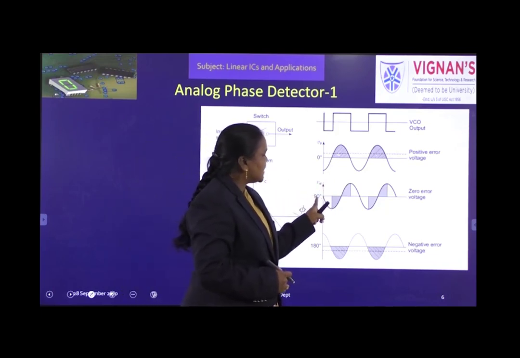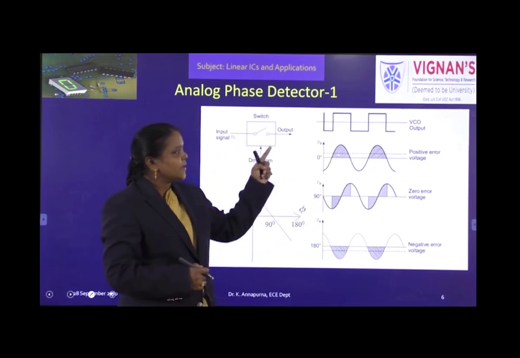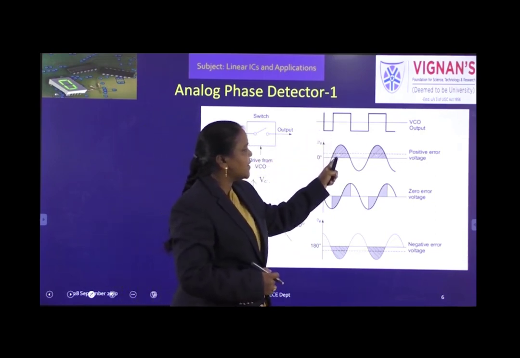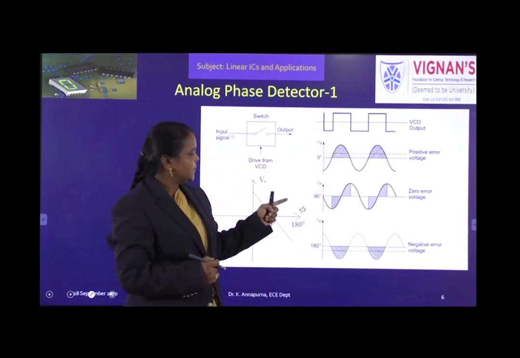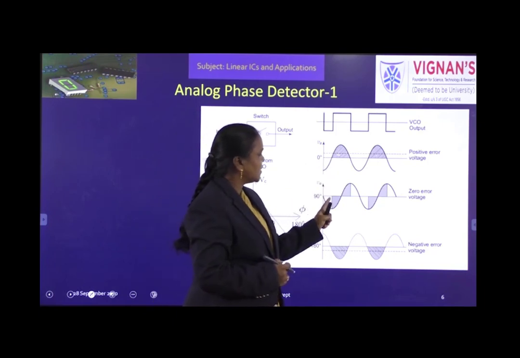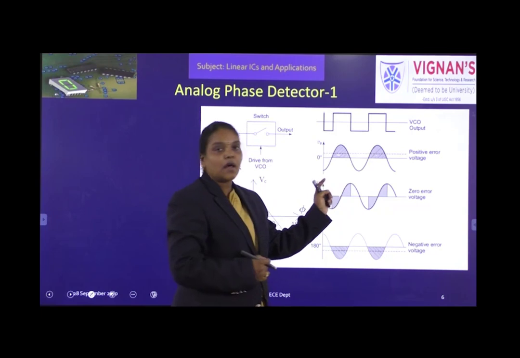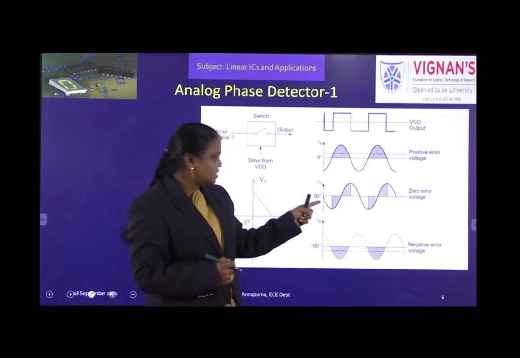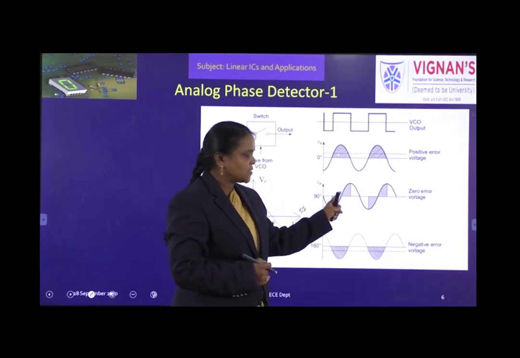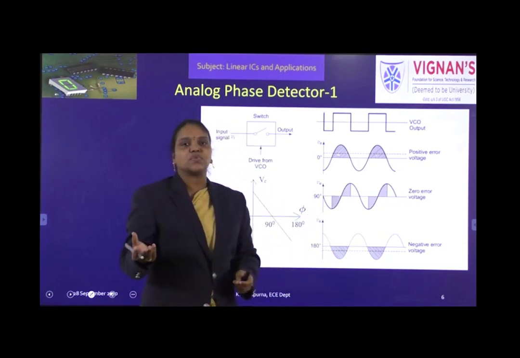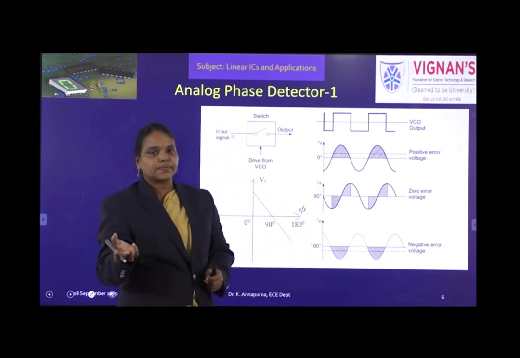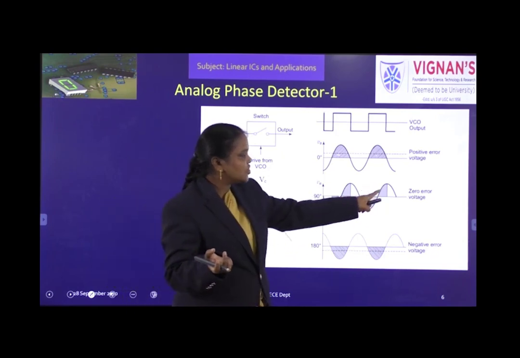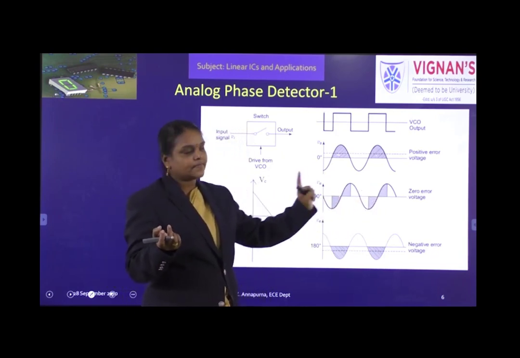Now if there is a 90 degrees phase shift between the VCO signal and the input signal, then see here, a half negative half cycle and a half positive half cycle are entering the output. Now if we take the average of this, what is the average? The sum of these values itself is 0, so the average will be 0. So here, 0 error voltage.